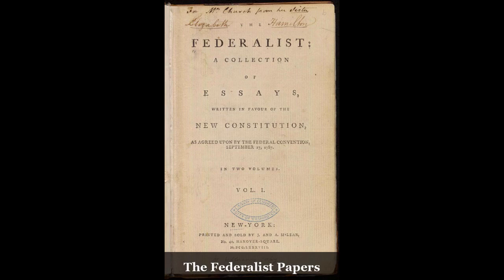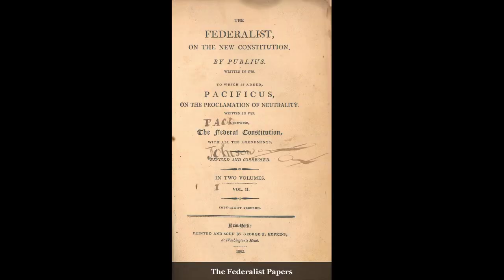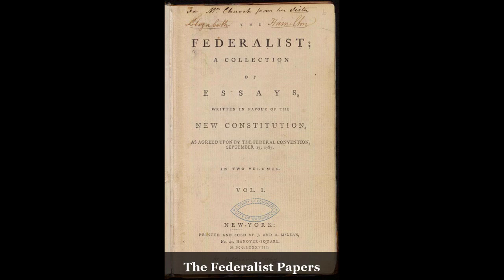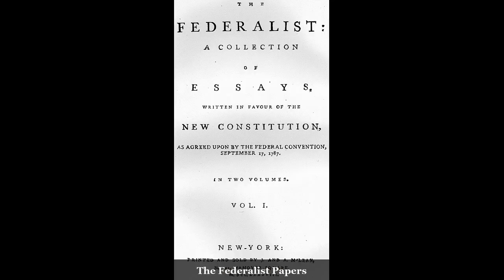The Federalist Papers were written in response to the opposition to the Constitution, which was ratified in 1788. The essays were published in various newspapers and later compiled into a single volume, providing a detailed explanation of the Constitution's provisions and the principles that guided its creation.